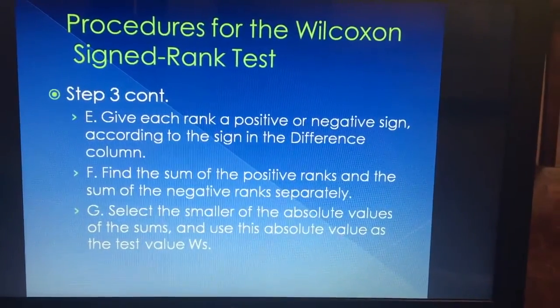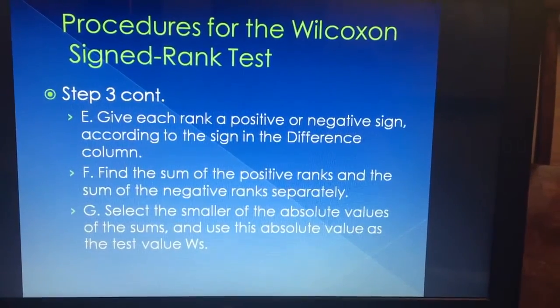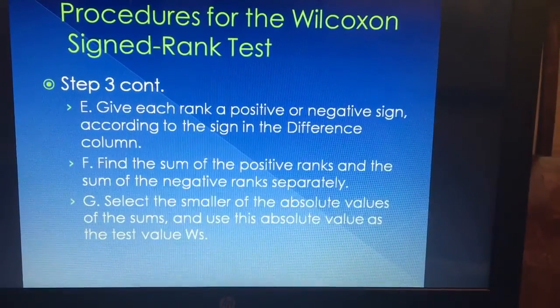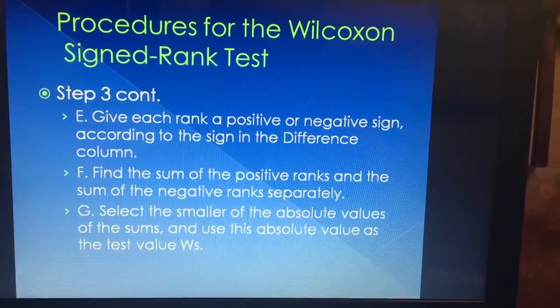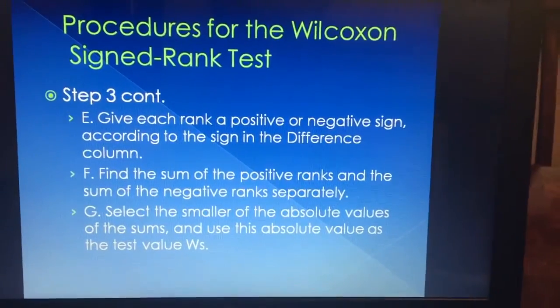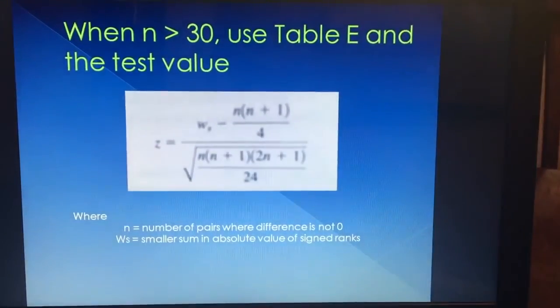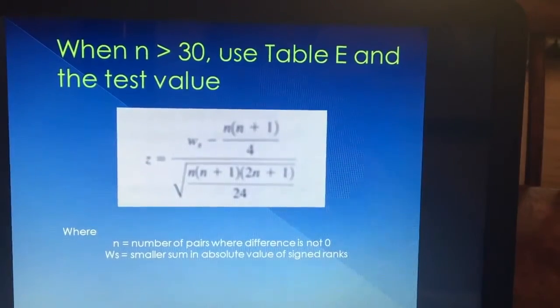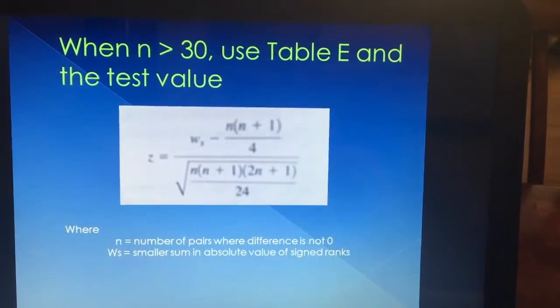Find the sum of the positive ranks and the sum of the negative ranks separately. Select the smaller of the absolute values of the sums and use this absolute value as the test value, W. When n is greater than 30, you're going to use Table E and the test value.